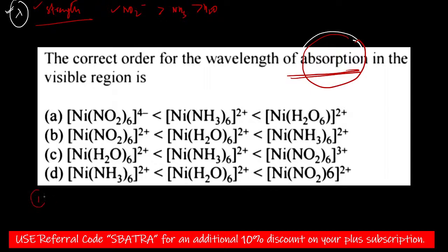Now the first step is always checking the coordination number. Coordination number is 6, 6 and 6, and the oxidation state is +2, +2 and +2 for nickel over here. So we have to go with the strength of ligands. Energy would be in this order only: NO2 minus, NH3 and H2O.